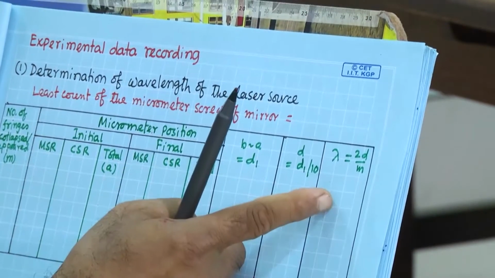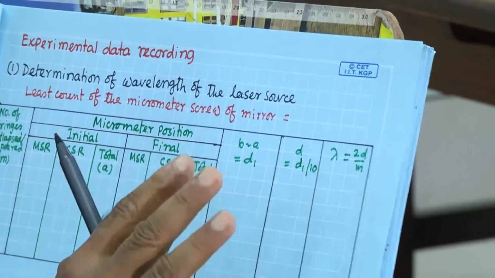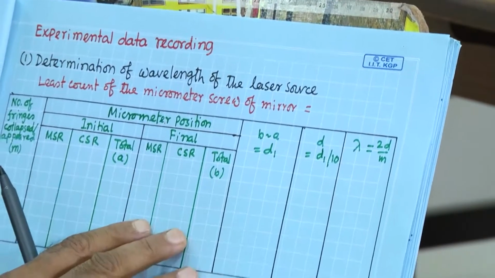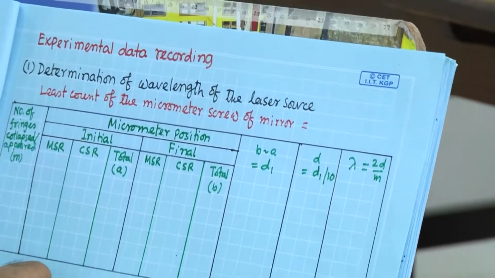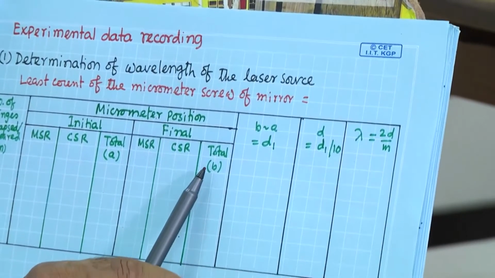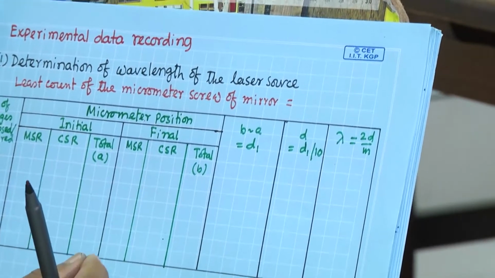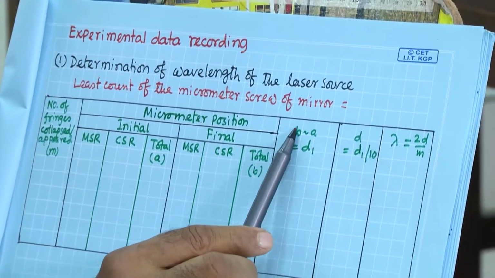We can take 30, 40, 50 fringes collapsing; we have to change slowly and count that. Then for a final position, say m equal to 30, or 40, or 50, whatever, that is the final position of the micrometer. For that we will take the reading, say it is B. So D1, the distance we are changing, is B minus A.